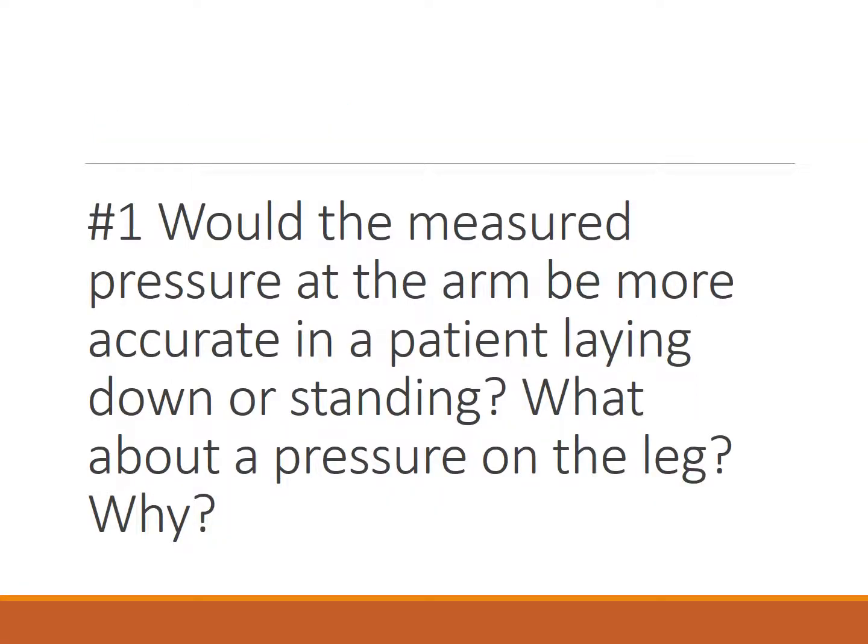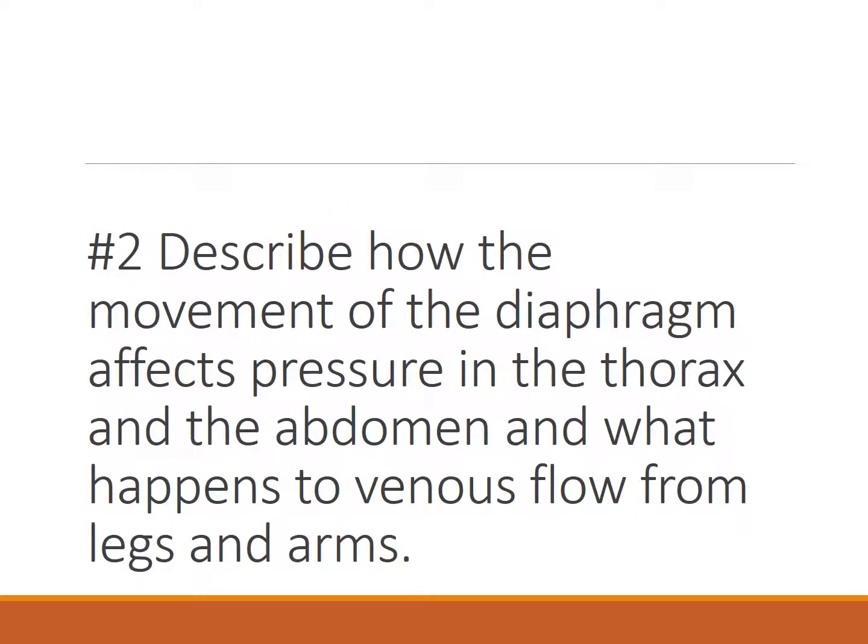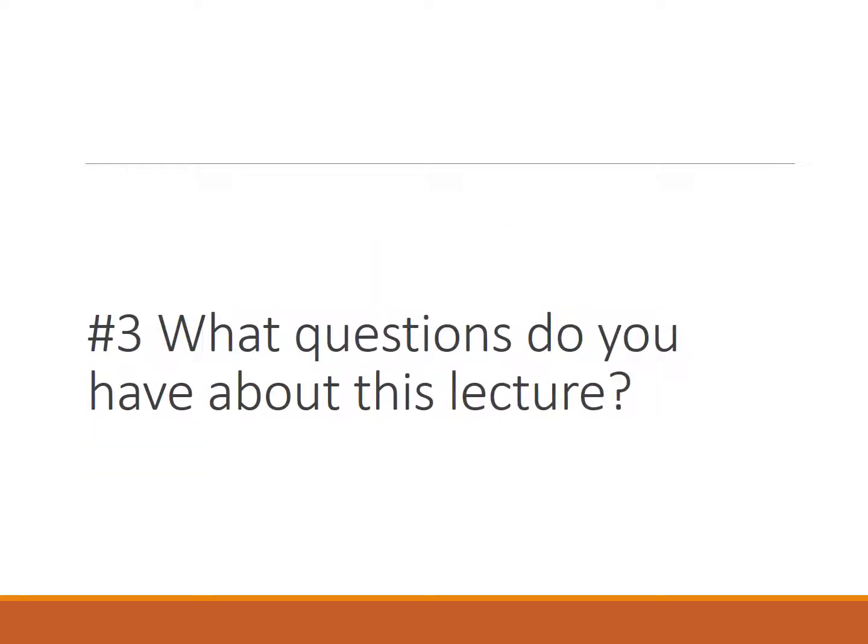So number 1, would the measured pressure at the arm be more accurate in a patient laying down or standing? What about a pressure on the leg, and why? Number 2, describe how the movement of the diaphragm affects pressure in the thorax and the abdomen, and what happens to venous flow from legs and arms. And number 3, what questions do you have about this lecture?